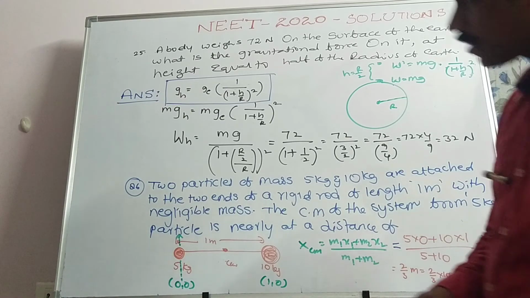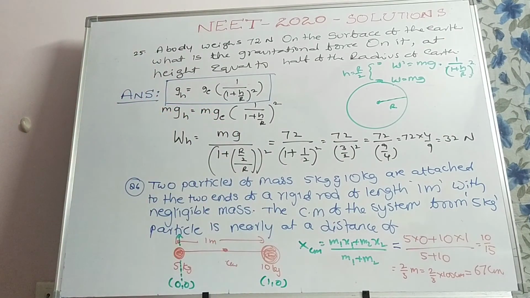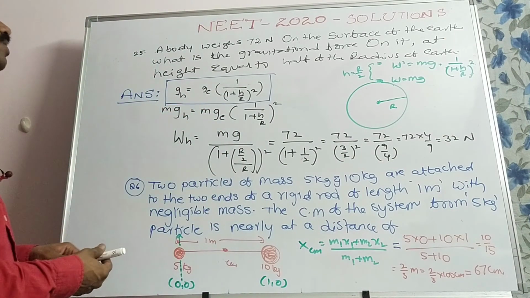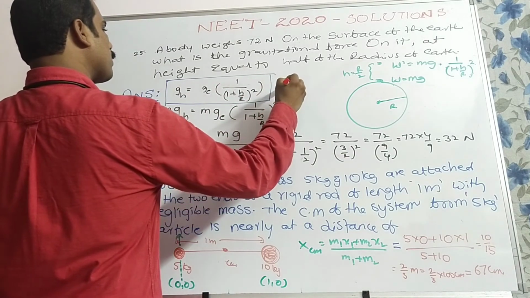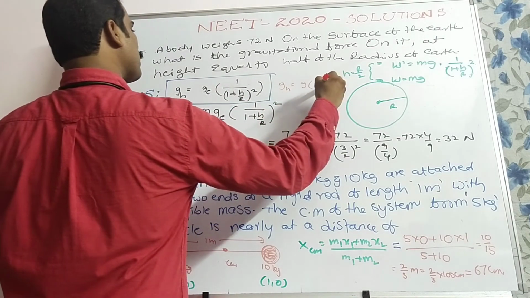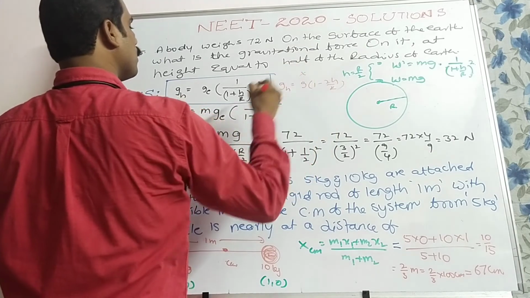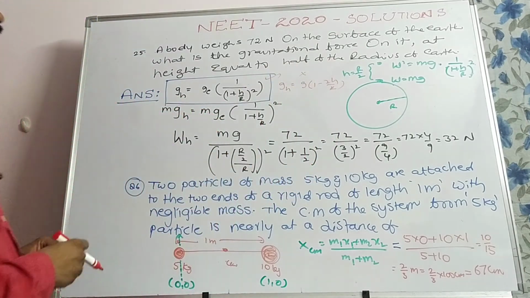See here, we know the expression: gh is equal to g into (1 plus h by r) whole square. If it is simplified, we get gh is equal to g into (1 minus 2h by r). Of course, it's no need now. So this is the expression we have to take.